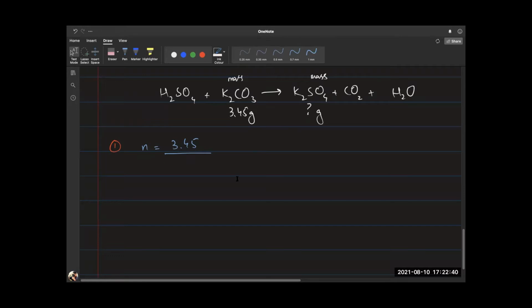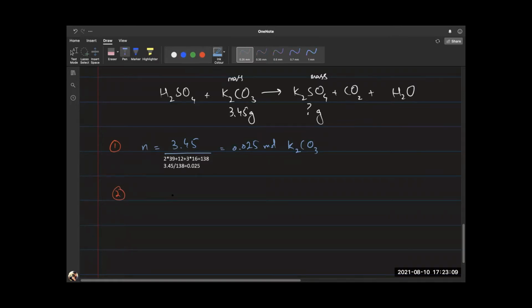So MR is basically 2 times 39 for potassium plus 12 for carbon plus 3 times 16 for oxygen, and that is 138. So you have 3.45 divided by 138 to give you moles, which is 0.025. So we have 0.025 mole of K2CO3 available.